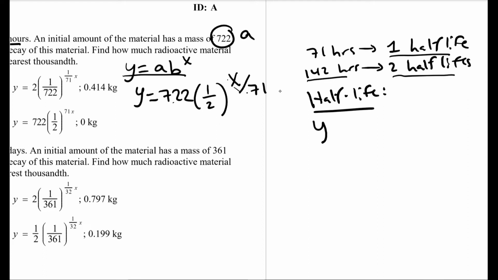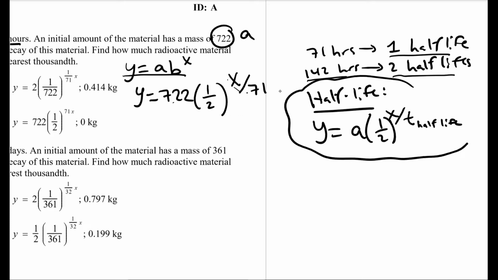So in general, even though this is the exponential model, if you're looking at half-life, you can use a modified version of that model. Instead of using just x, you use x divided by the half-life. And instead of b, you just use 1/2. So now we know that a is the initial amount, for b you're going to use 1/2, the power is x, and then you divide that by the half-life time.